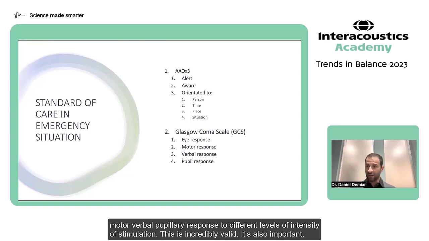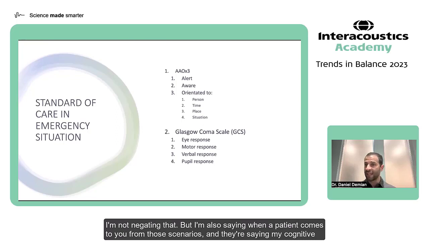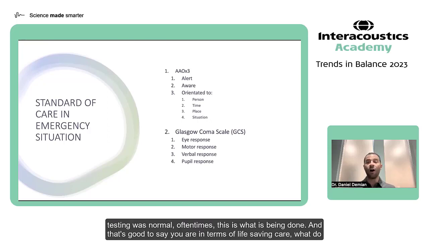This is incredibly valid. It's also important. I'm not negating that, but I'm also saying when a patient comes to you from those scenarios and they're saying my cognitive testing was normal, oftentimes this is what is being done. And that's good in terms of life-saving care, what do you need?